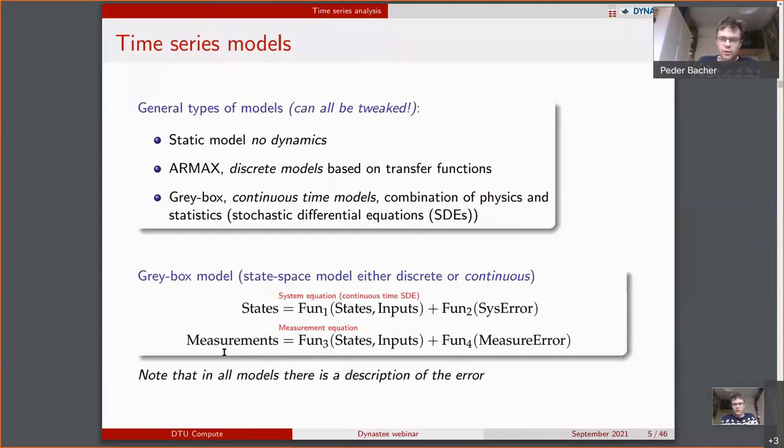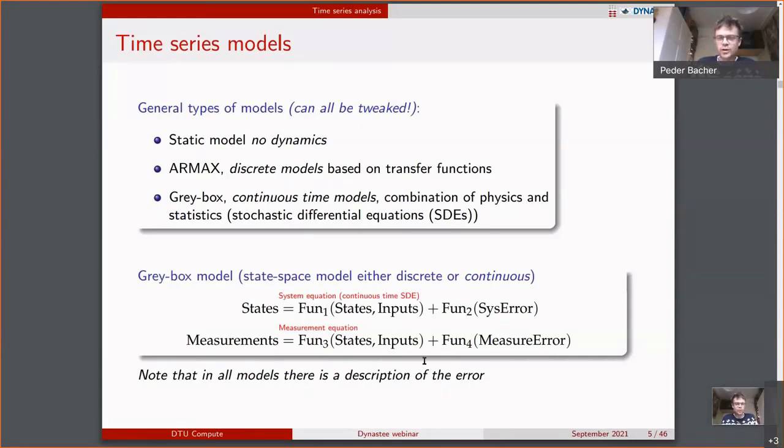And what's important here is that in all these models, there's a description of the error. So in the model, we have to say how the error behaves. And actually, we describe those as having a probability distribution, because we don't know the error, but we say it will have a certain distribution. And that's what makes it a statistical model.